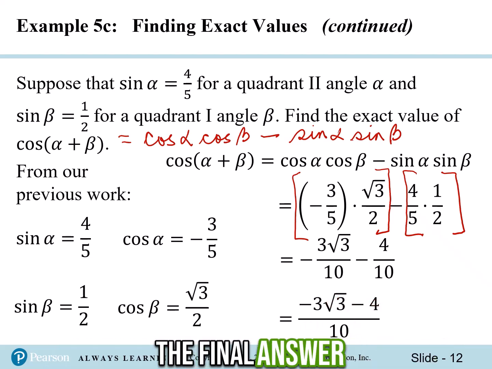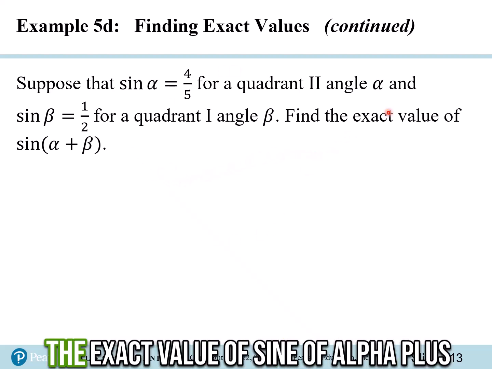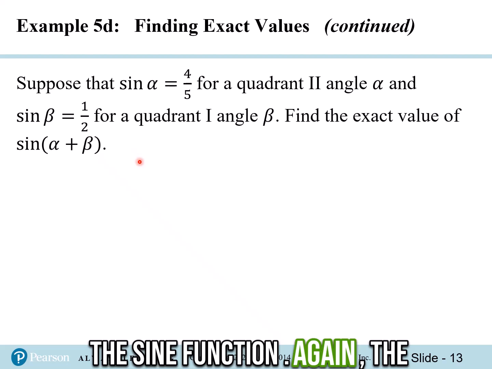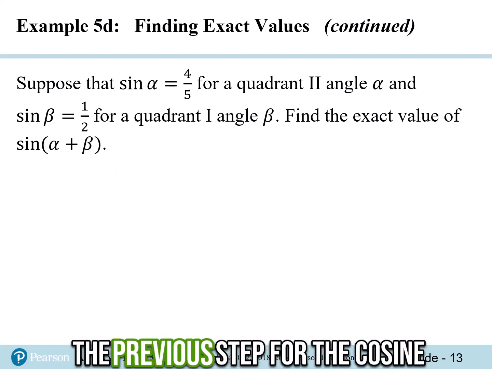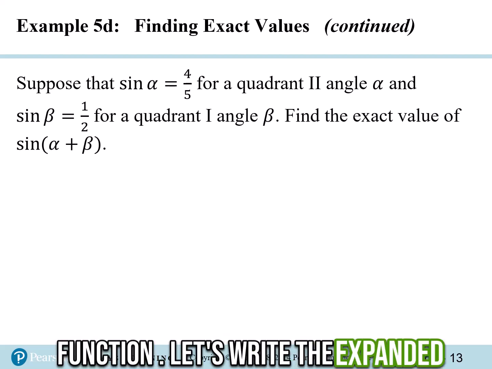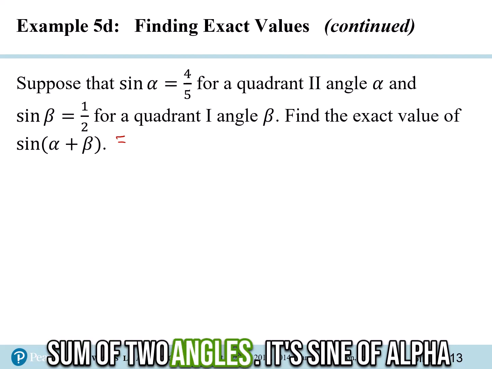That's the final answer. And finally, in part D, it says find the exact value of sine of alpha plus beta. So this is the sum formula for the sine function. Again, the process is the same as what we did in the previous step for the cosine function. Let's write the expanded form for the sine function of the sum of two angles.